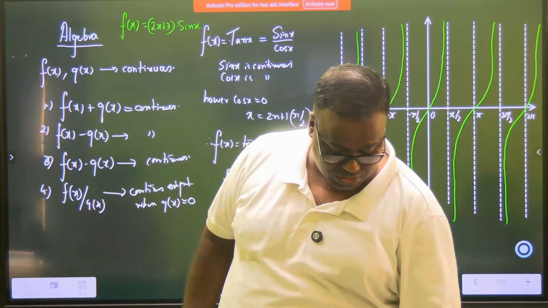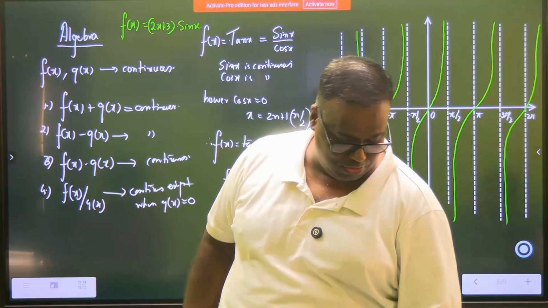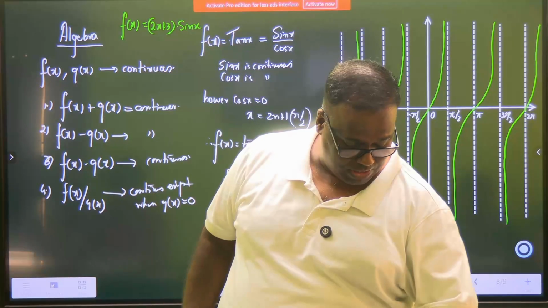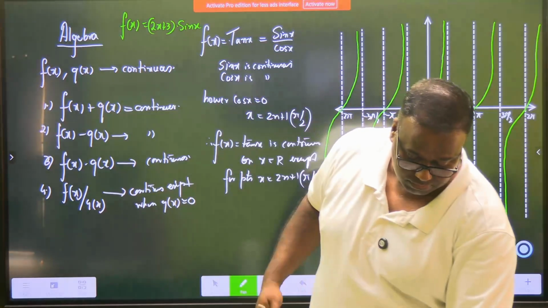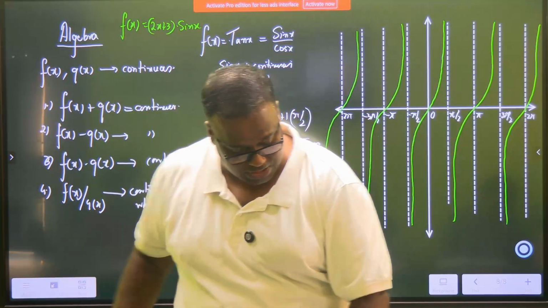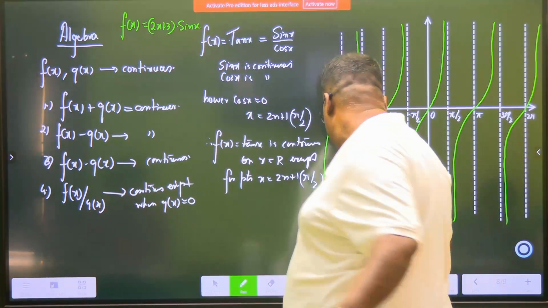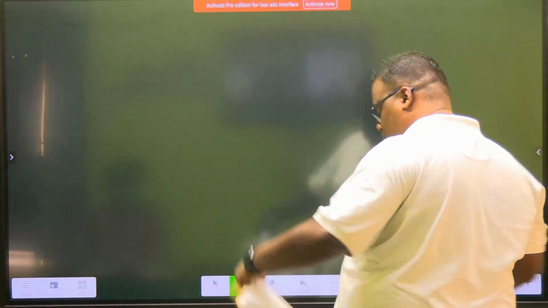Now, this fog and gof, you leave it. Fog and gof is not in your syllabus. So now we go to exercise 5.1. There are many piecewise functions out here. Pick up your piecewise functions. Let's see one particular function before you go back home.